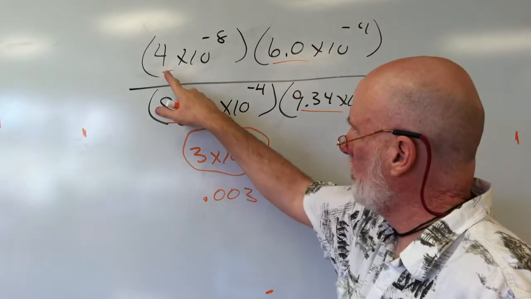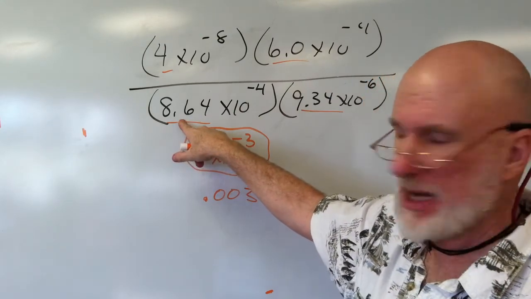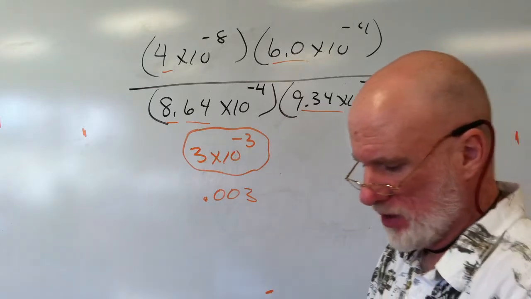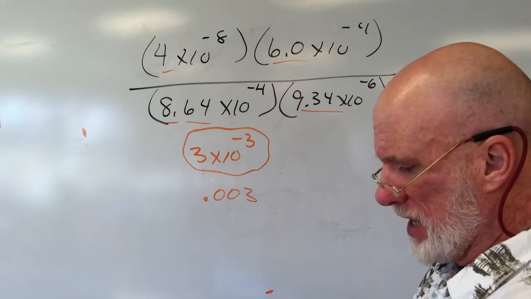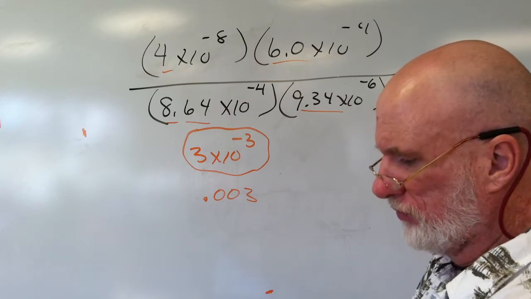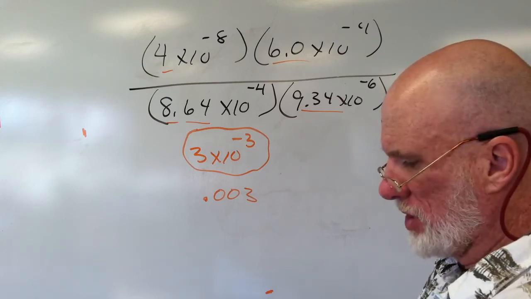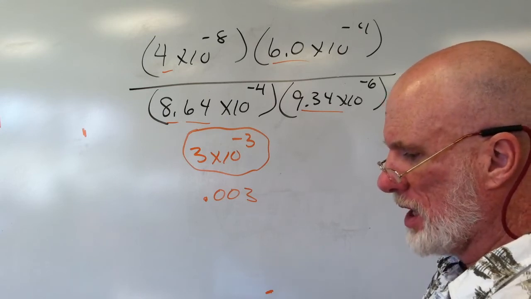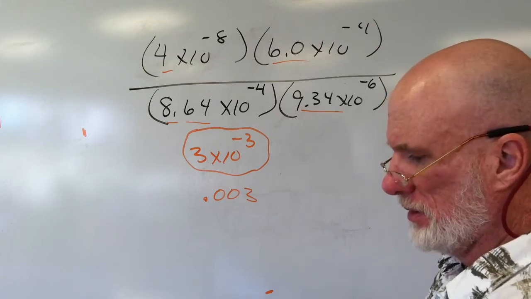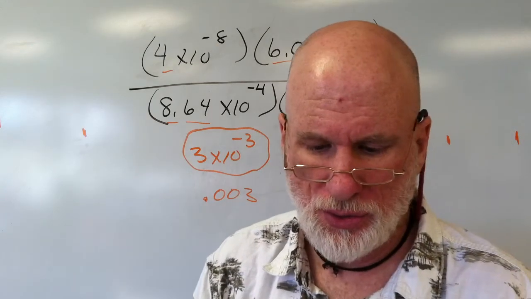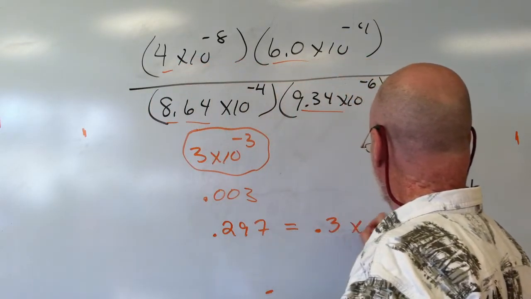All right, see if we can do that. So just go 4 times 6 divided by parentheses 8.64 times 9.34 close parentheses. So you're going to go 4 times 6 divided by parentheses 8.64 times, no, sorry, 8.64 times 9.34 close parentheses equals 0.297. 0.297, which equals 0.3, right?